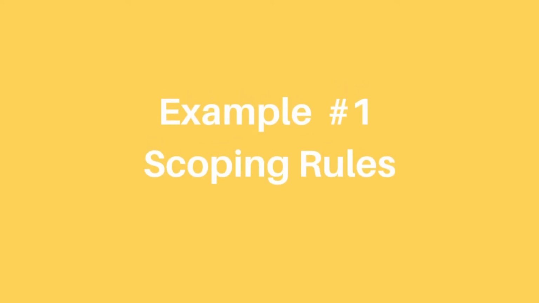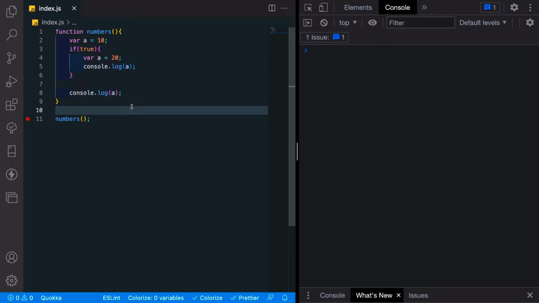One of the major differences between var and let is in terms of scoping. We do know that var is function scoped, while let is block scoped. In JavaScript, a block of code is denoted by curly braces. In this example, I have defined a function called numbers, and in it declared a variable called a and initialized it with a value of 20. I have a condition or a block of code where I redeclare the same variable a and initialize it with a value of 20.